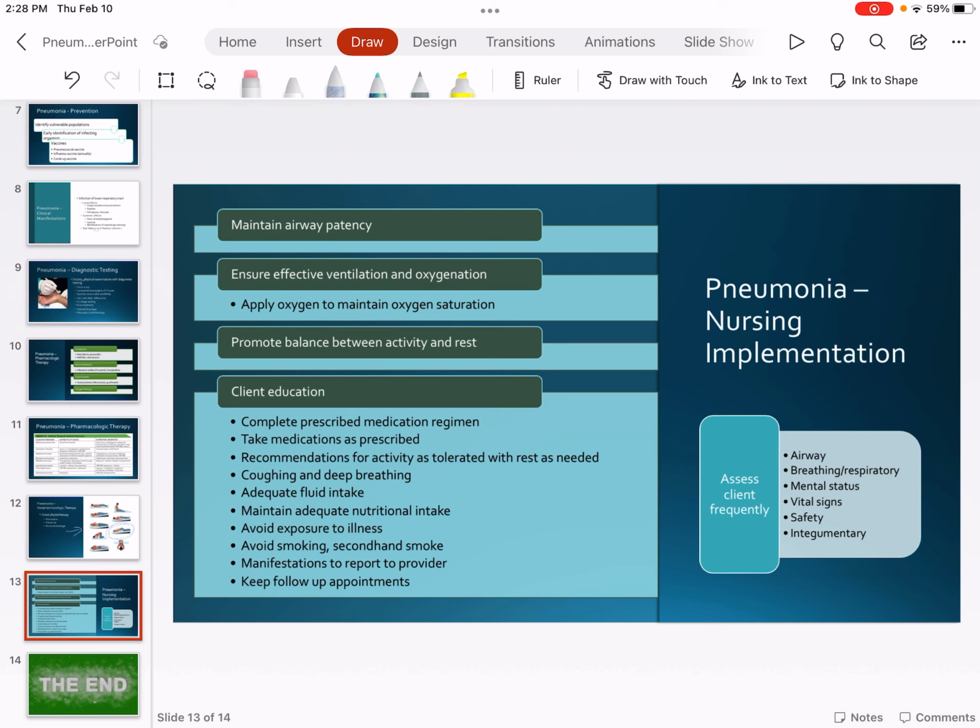So diagnostic testing, a chest x-ray would be done to really identify whether or not the client has suspicion of an infection in their lungs. Terminology that would be noted on a chest x-ray report that would raise concern that this could be pneumonia are things like fluid accumulation, infiltrates, consolidated lung tissue, atelectasis. All of those terms could indicate that there could be an infection.